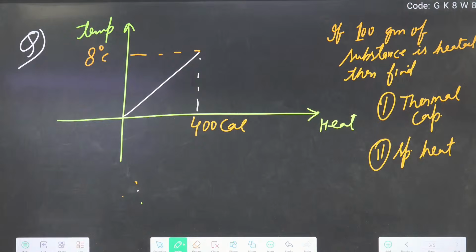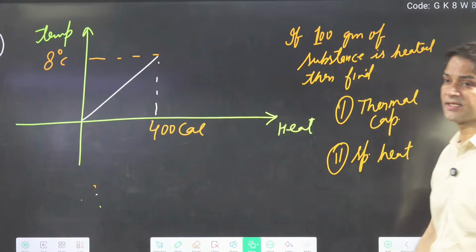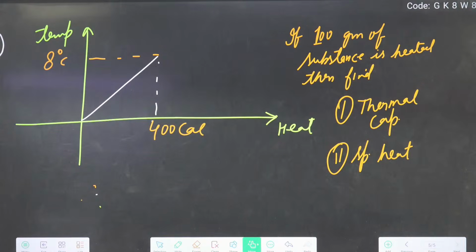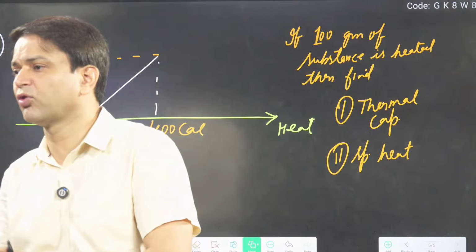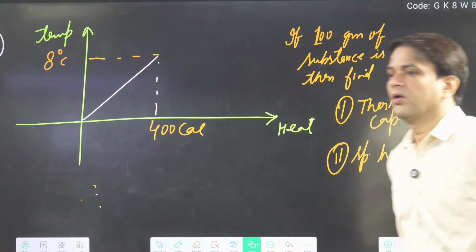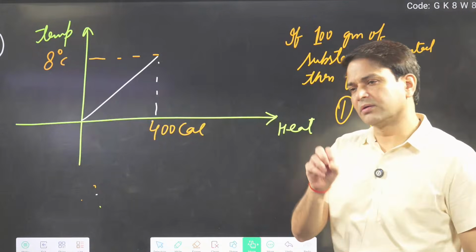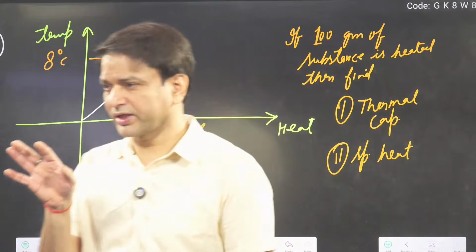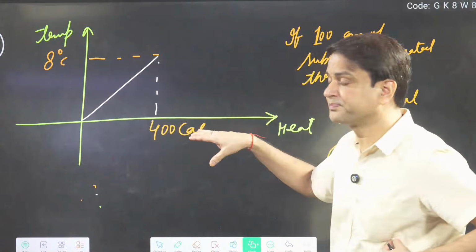Suppose I am saying 100 gram of substance is heated and I have shown the graph for the heating. On the x-axis I plotted the heat, on the y-axis I plotted the temperature. Then I am asking: find the thermal capacity of the substance, and second, what is the specific heat. Directly by the formula also we can get the answer. But what is the purpose of this problem?